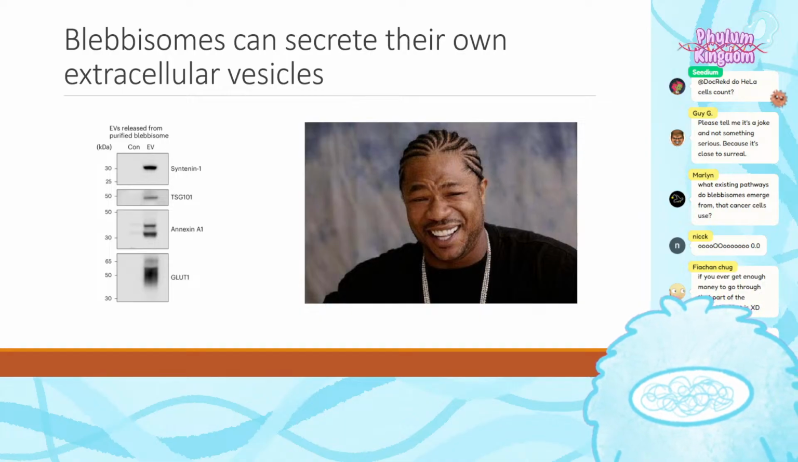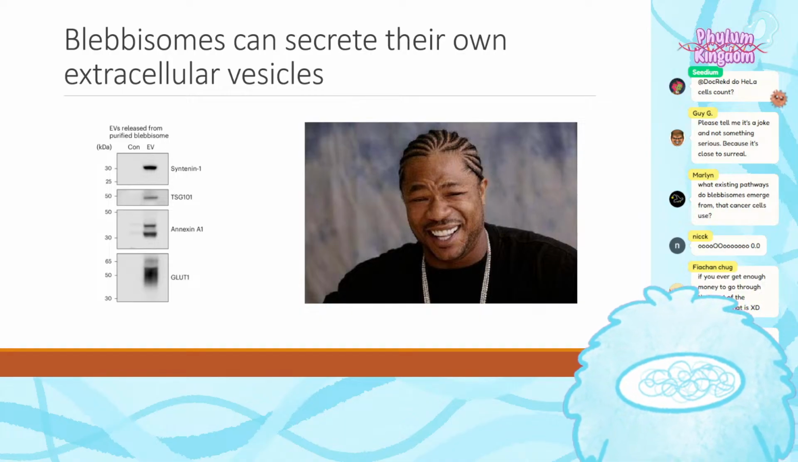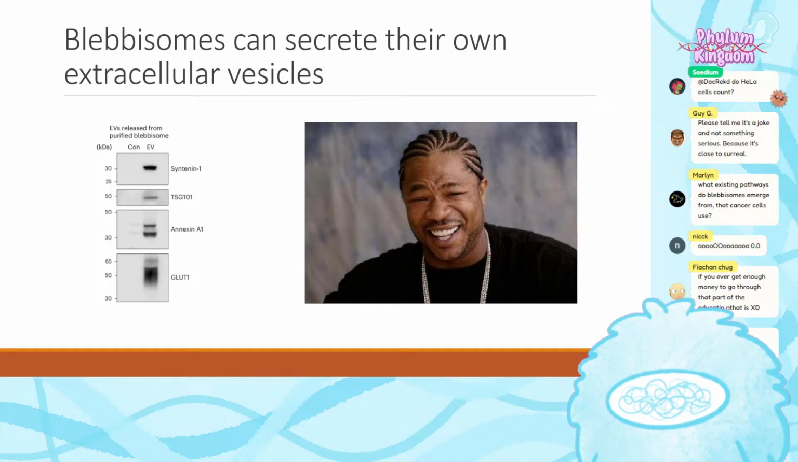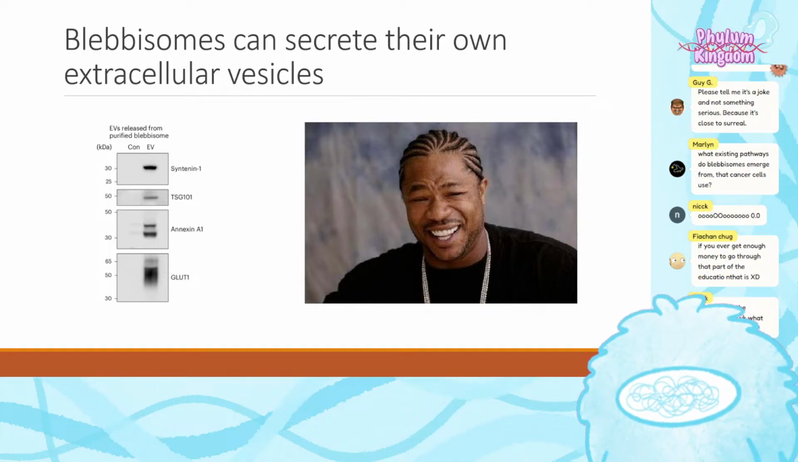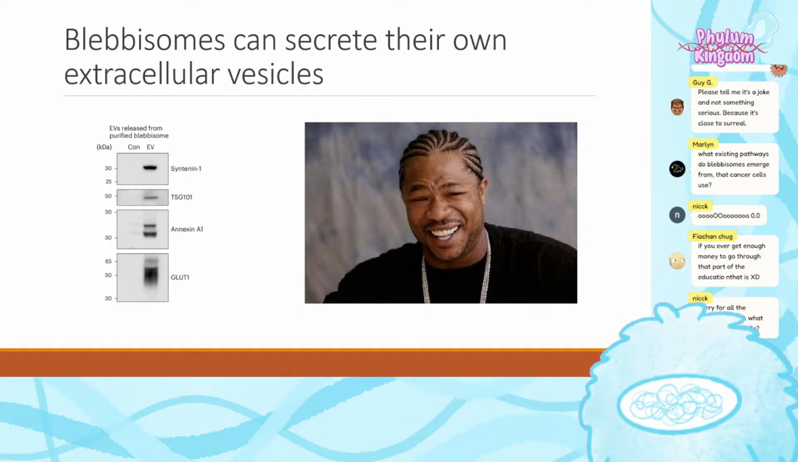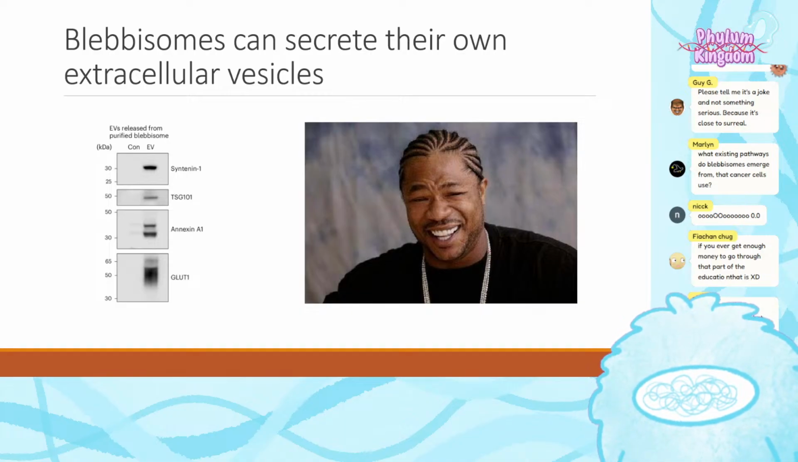Please tell me this is a joke because I don't want to isolate those chonkers. Why not? It seems fun. I've never done something like this, but the way that they do this is that they spin down the cellular contents in the centrifuge, and because they are so big, you can actually isolate the fraction that contains them, which is really, really fun and interesting.